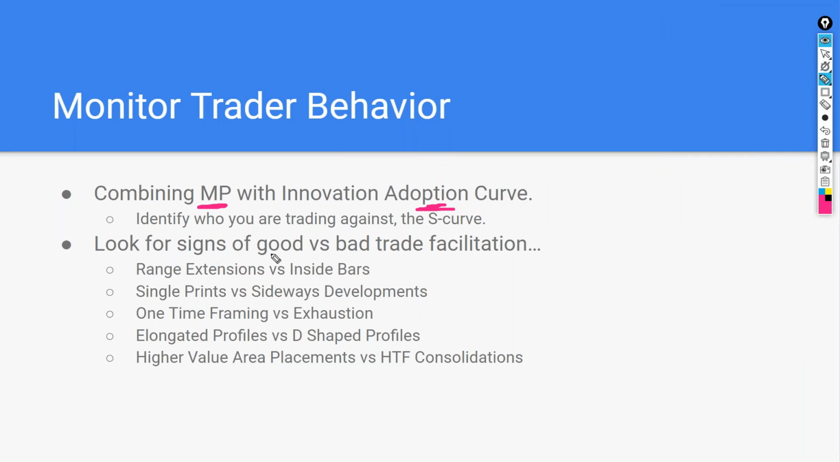We will look for signs of good versus bad trade facilitation. So we'll look at things like range extensions, single prints, one time framing, elongated profiles, higher value area placements, all the things that we talk about daily in our weekly mastermind, which is a monthly workshop. We talk about it daily.